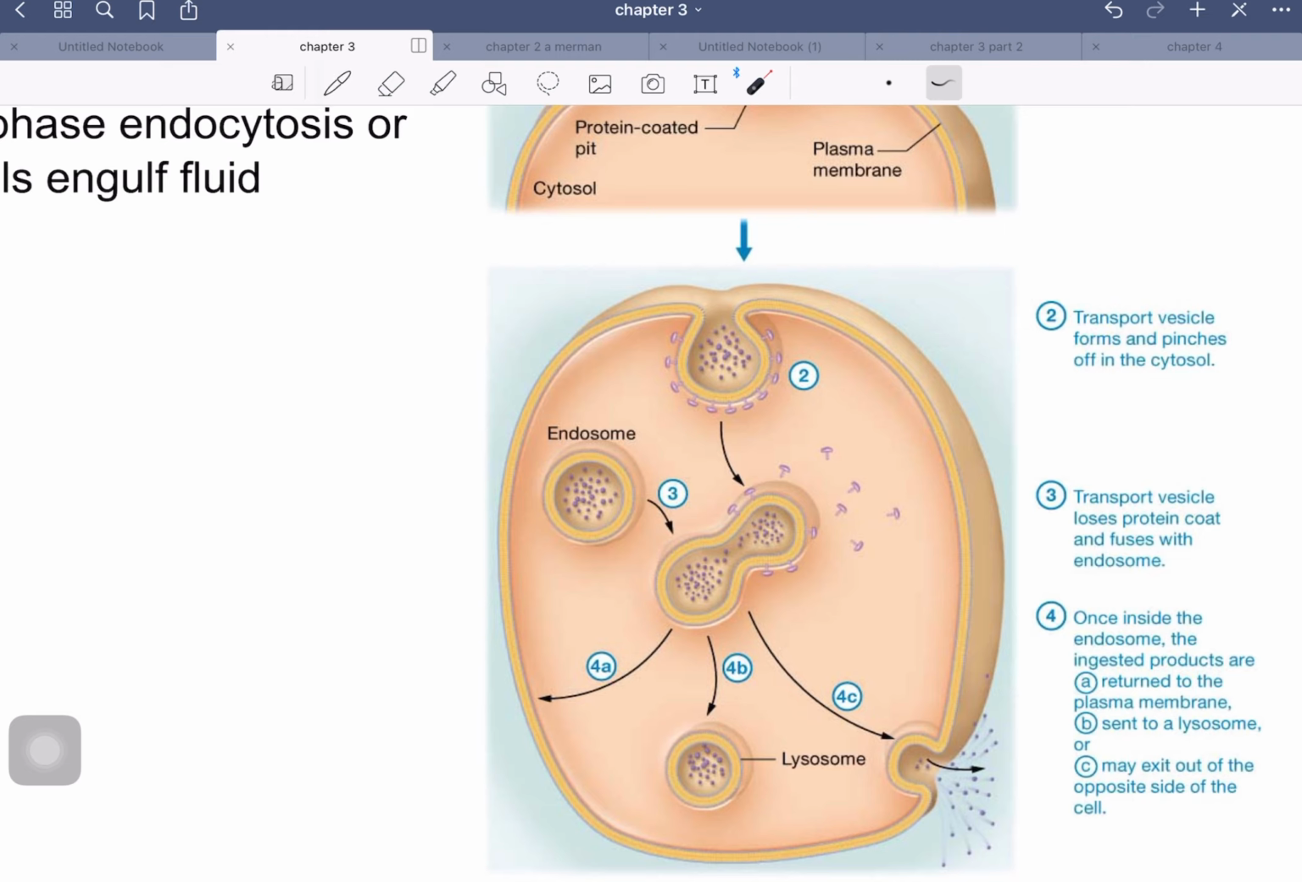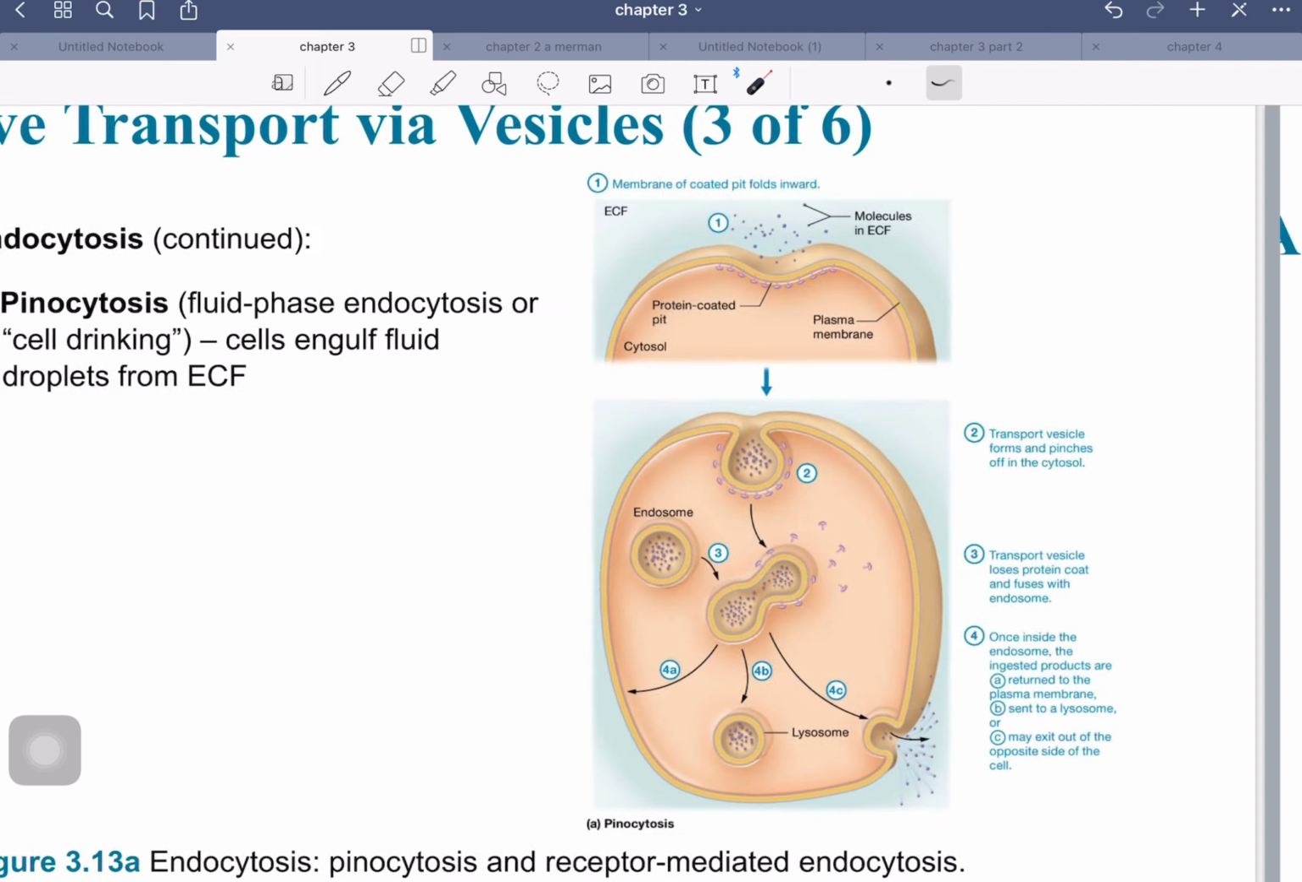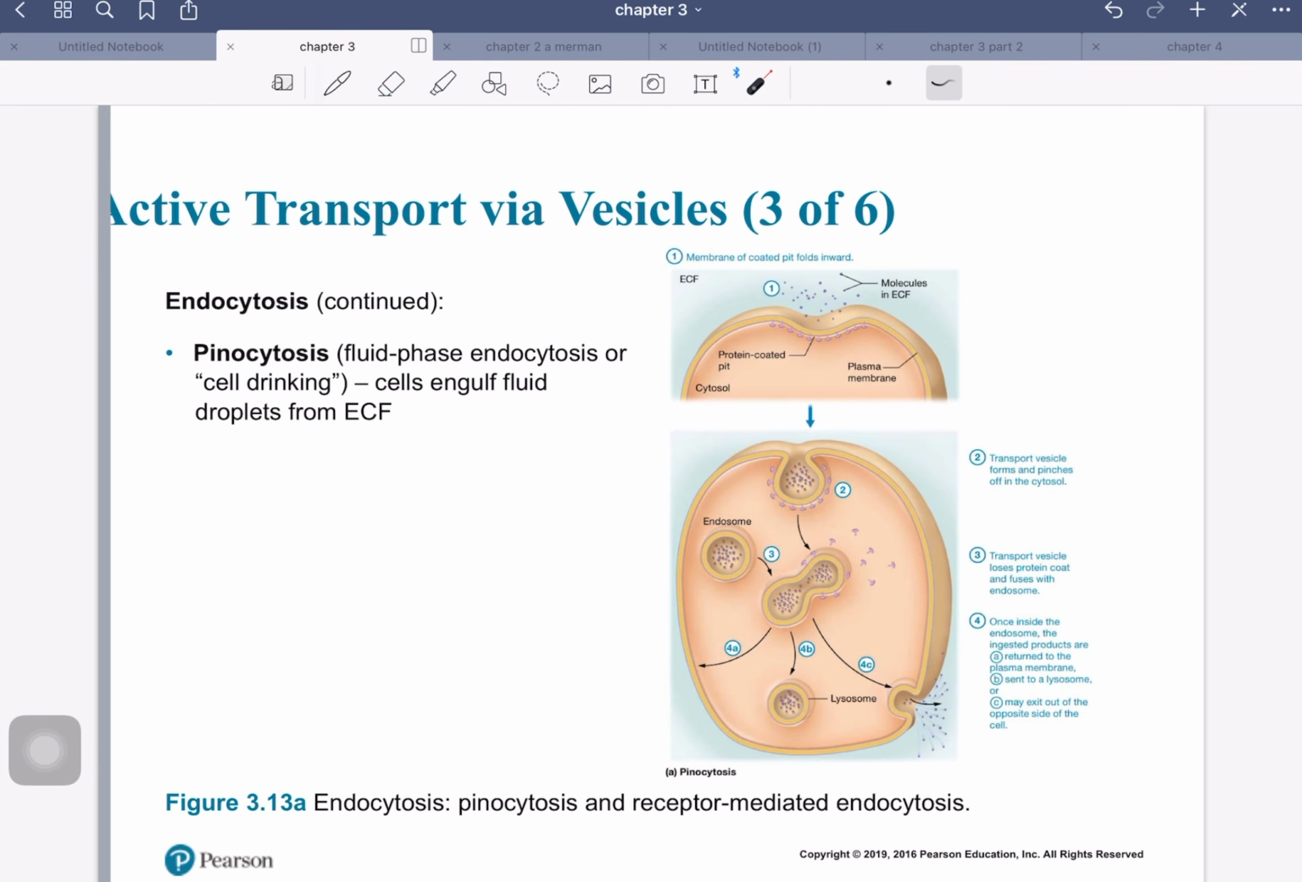And once inside the endosome, the ingested particles are either returned to the plasma membrane, maybe they could be sent to a lysosome, or they may actually exit the cell. This could be a form of transcytosis, where things come in and then go out the other side of the cell. So there we have pinocytosis.